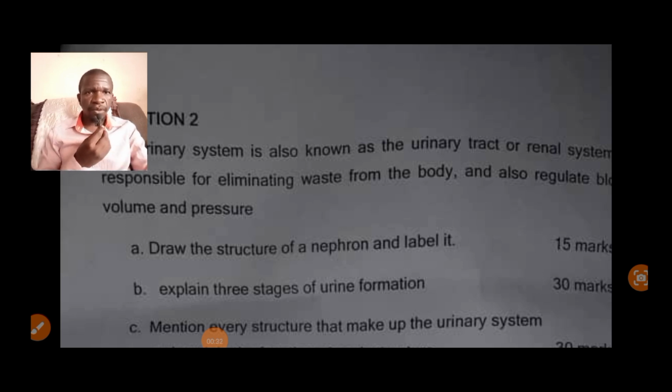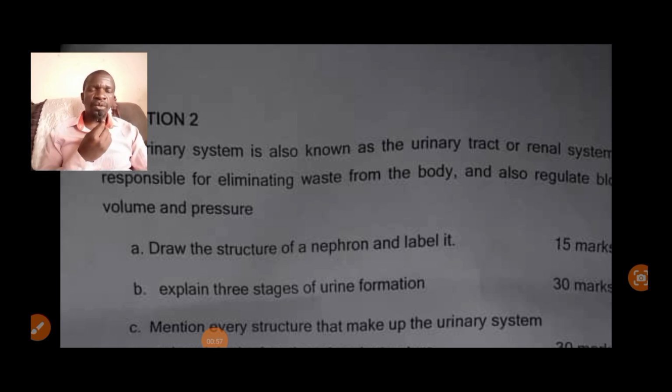Particularly, it's more of anatomy. So the question goes: the urinary system is also known as the urinary tract or the renal system, responsible for eliminating waste from the body and also to regulate the blood volume and pressure. Item A, draw the structure of a nephron and label it for 15 marks.